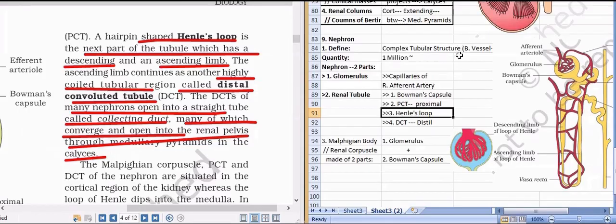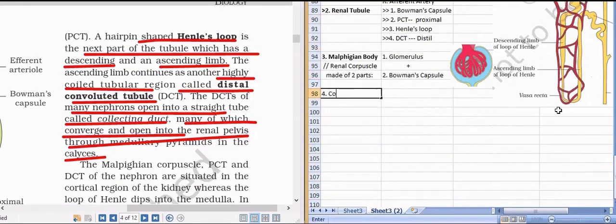So all of it is completed. Now further, if you want, you can see what's happening in the collecting duct. He's saying all this is explained. Last is the Malpighian body. Next is the collecting duct. Hope you understood till now.